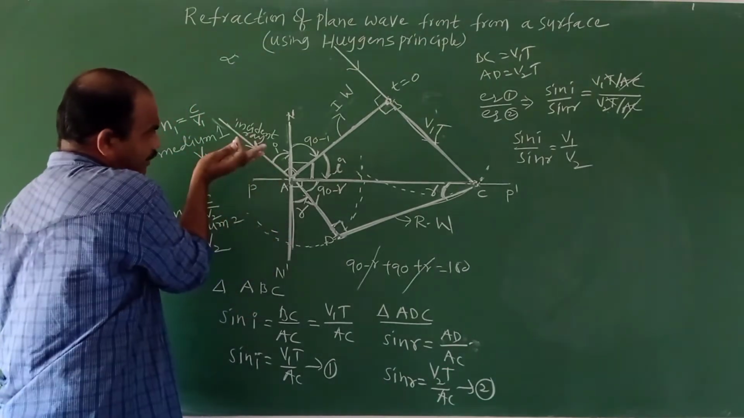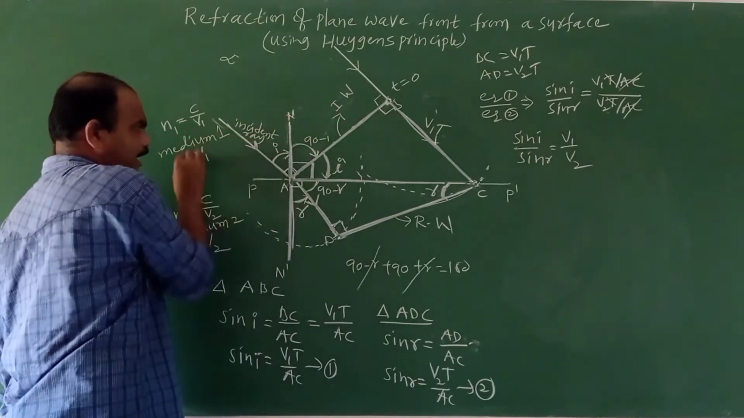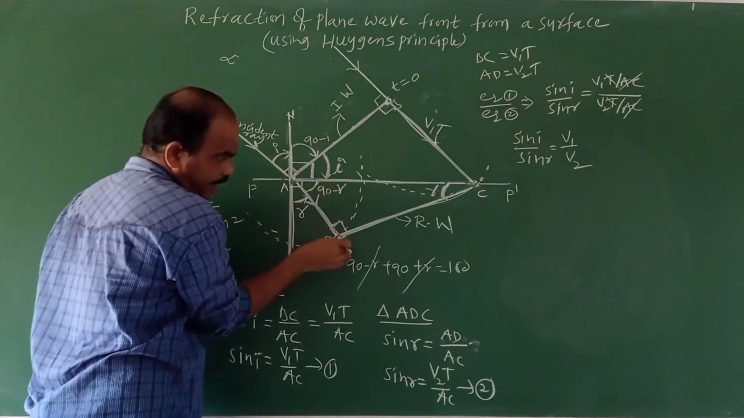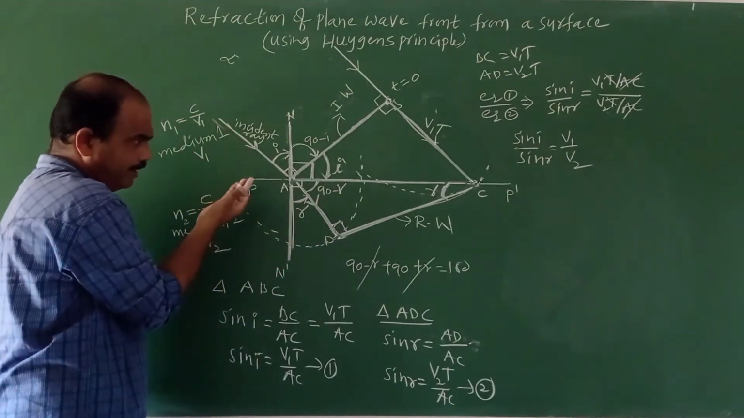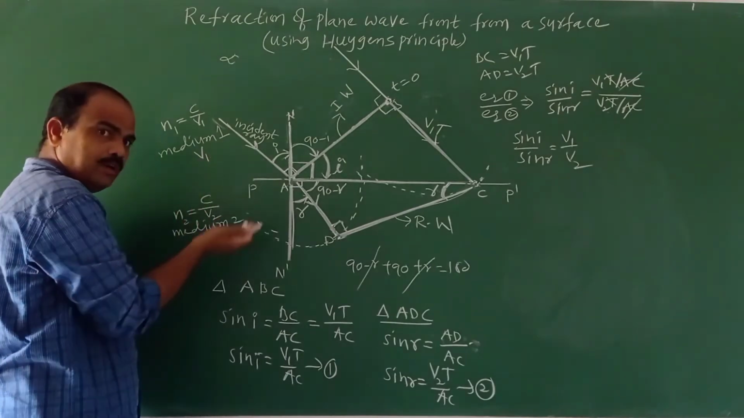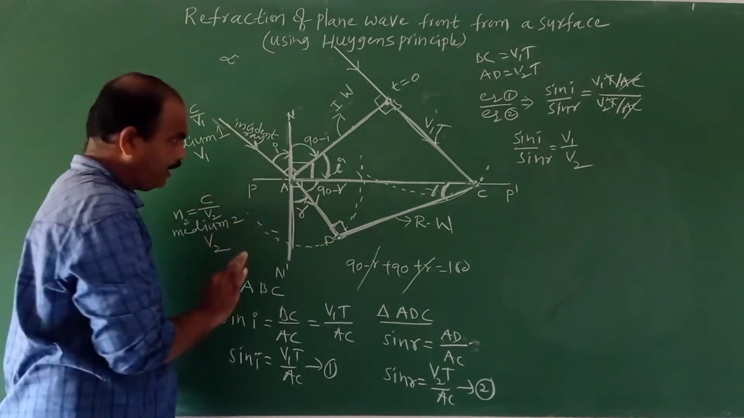When the plane wavefront is traveling in medium 1, it will be traveling with velocity V1. And when it is entering into the next medium, it will travel with velocity V2. So V1 may be greater than V2 or V2 may be greater than V1. That can be decided by the nature of the medium, but they cannot be changed.